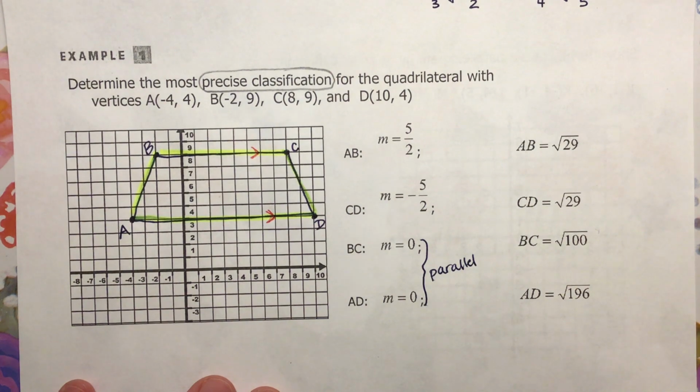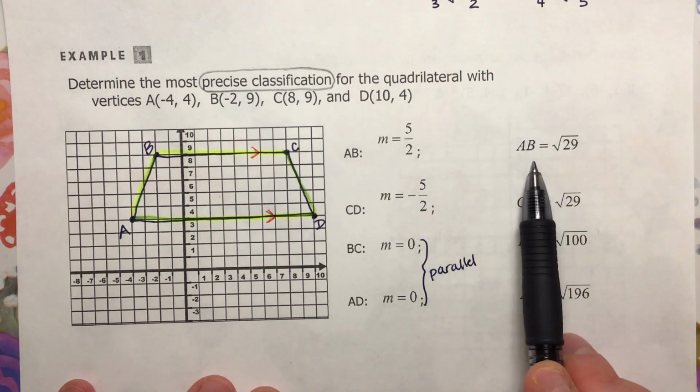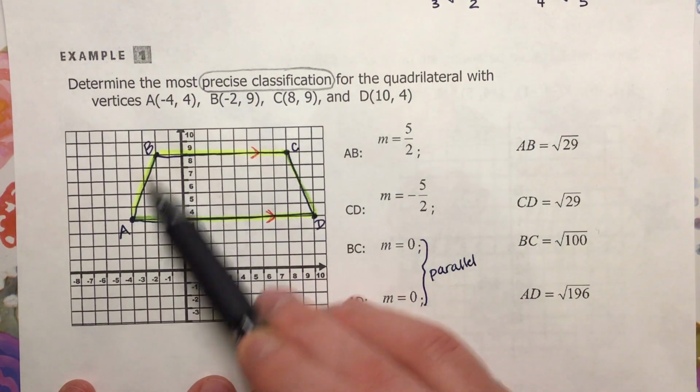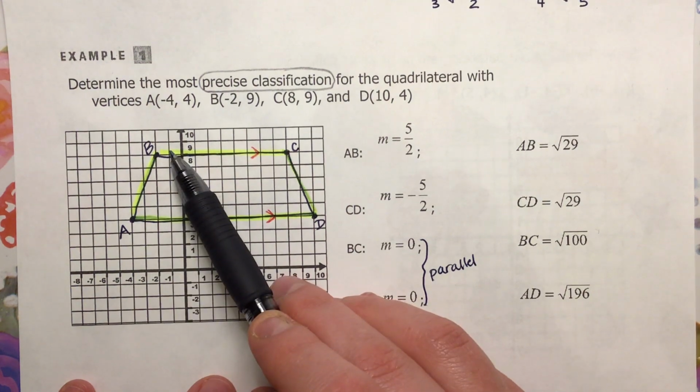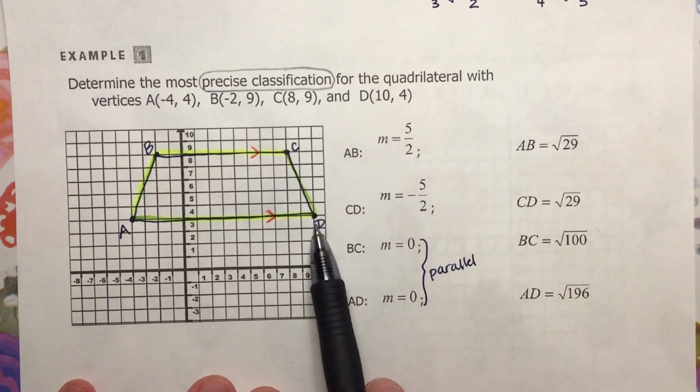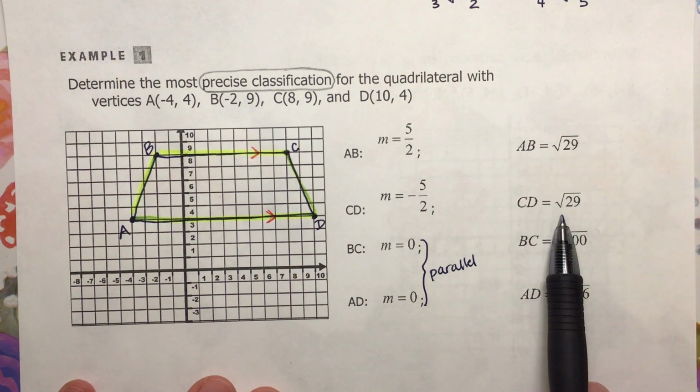Now let's look at our side lengths. AB, from here to here, its length is equal to the square root of 29. And CD, from here to here, its length is equal to square root 29.